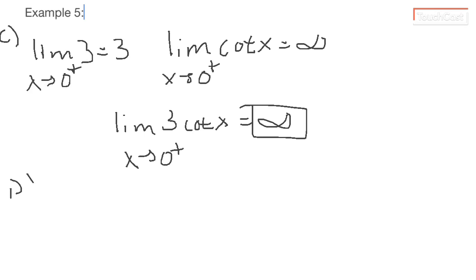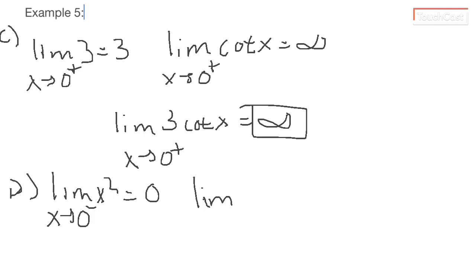Alright, let's look at our very last one. We'll call this D. We've got the limit of x squared as x approaches 0 from the left. We know that that's going to be 0. And the limit of 1 over x as x approaches 0 from the left. Using a graphing utility, we're going to find that that's equal to negative infinity. If we just used a direct substitution, we would find that that doesn't exist. So graphing utility is what we need to use.